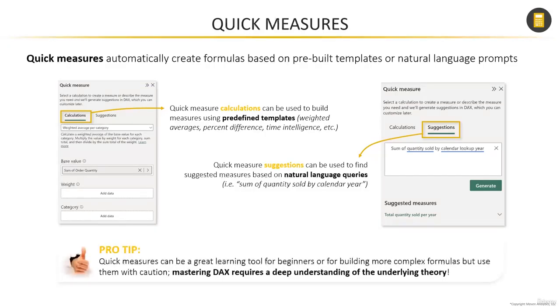So, as a pro tip, quick measures are often a great learning tool for beginners or when you're building more complex measures and aren't quite sure where to start or how to build the measure you need. But keep in mind that quick measures should be used with caution. Mastering DAX requires a deep understanding of the underlying theory. So, just because a quick measure returns a value or a measure that looks right, it may require a deeper understanding to confirm that it is accurate.